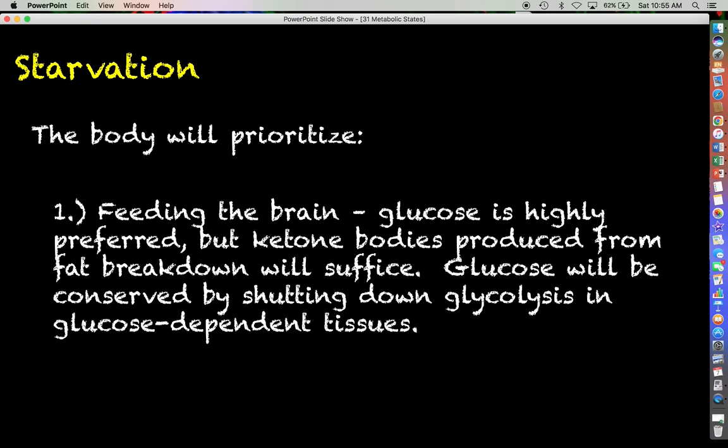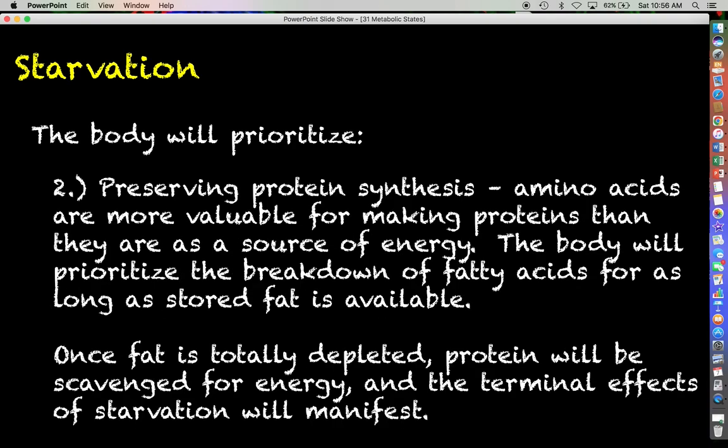Metabolically speaking, cells throughout the body are going to basically stop going through cellular respiration. So we are going to put a stop to glycolysis, which is your number one glucose-consuming metabolic process in the whole metabolic universe. So we are going to stop glycolysis, we're going to stop cellular respiration to preserve what little glucose we still have, to make sure that we can still get glucose delivered to our much more glucose-dependent tissues like the brain. Secondly, the body is going to prioritize preserving the integrity of protein synthesis.